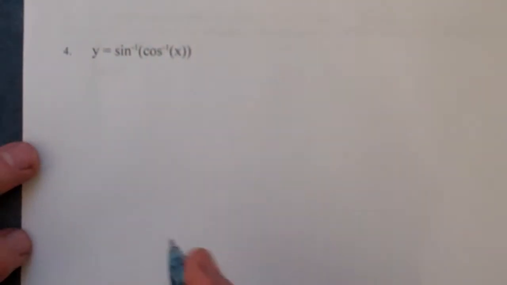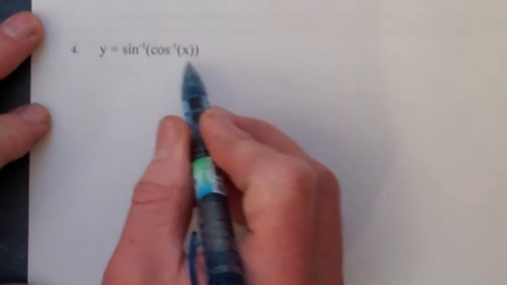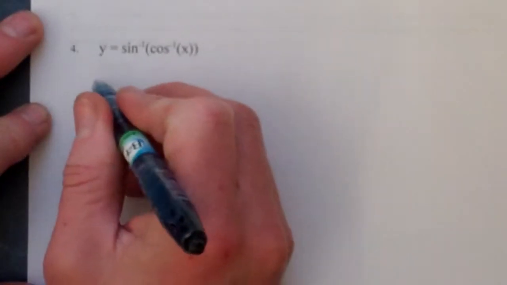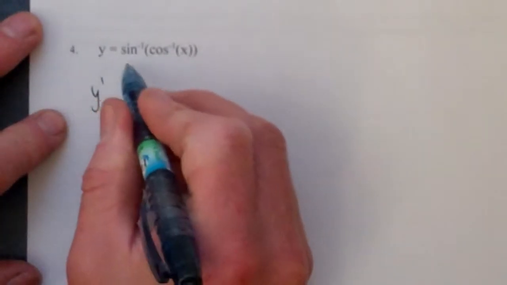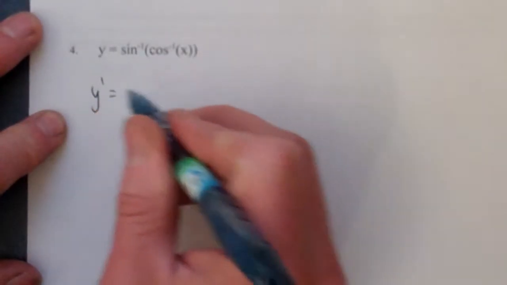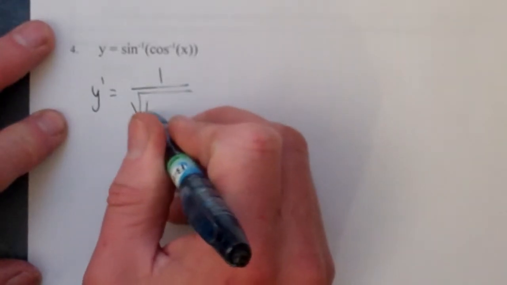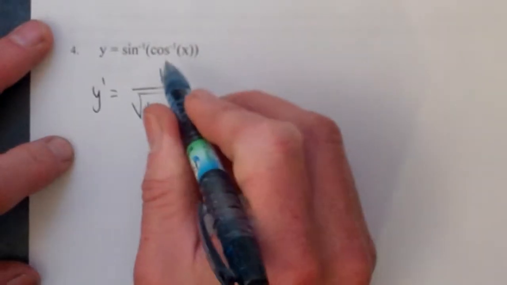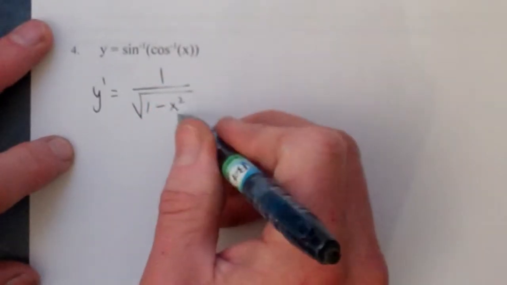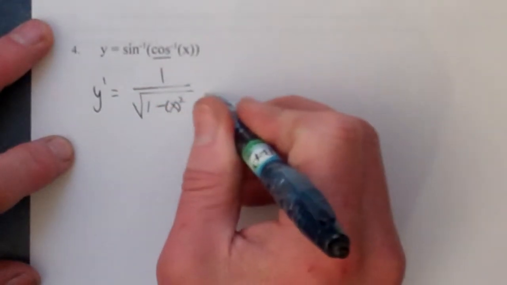Finally, on to number 4, before we have to probably switch gears. We've got inverse sine of inverse cosine of x. And to take the derivative of this, y prime, it's just going to be a chain rule. What's the derivative of the inverse sine? Hopefully you remember it's 1 over the square root of 1 minus x squared. And then I've got to take the derivative of the inside and put that in there. So this bit here goes right in for that.